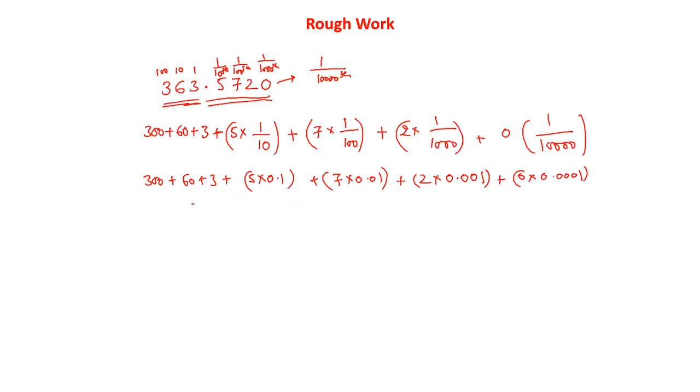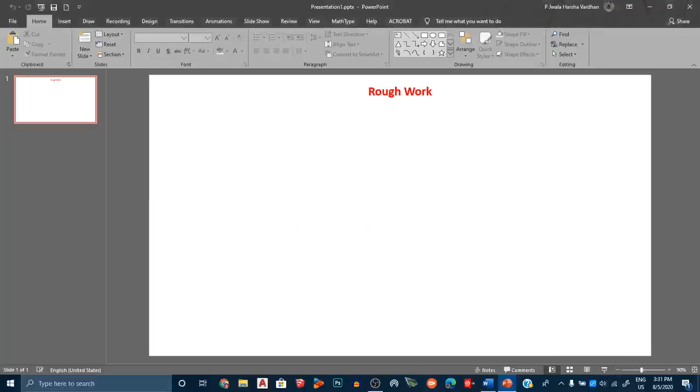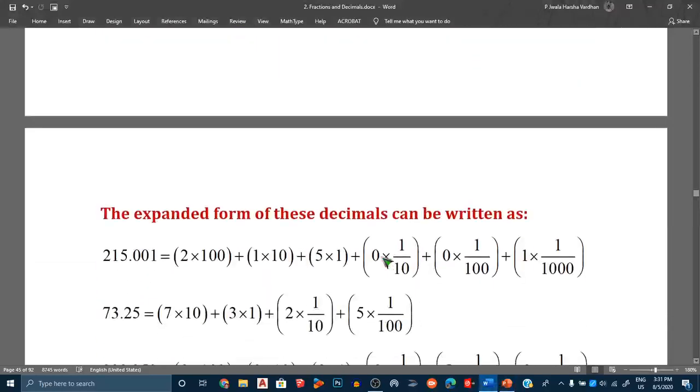Okay, so further if you want to write one more step here, you can write 300 plus 60 plus 3 plus 5 into 0.1 is 0.5. So 7 into 0.01 is 0.07. This is 0.002. This is 0 only. 0 into anything is 0 only. So you can write up to here. Okay. So this is the expansion of a given decimal number into decimal places. Here the expanded form is over.